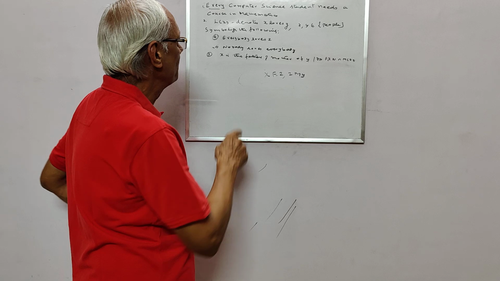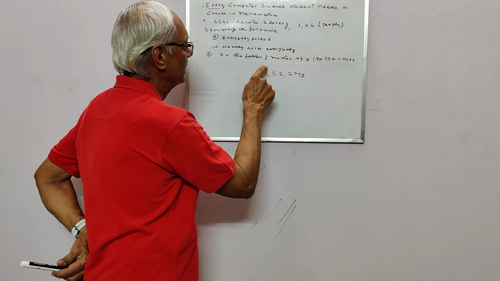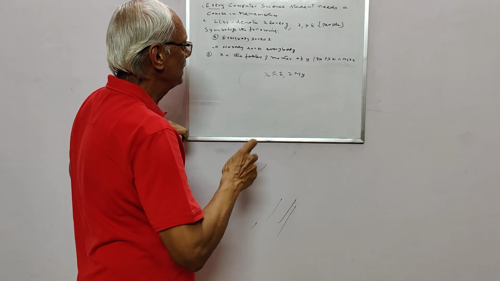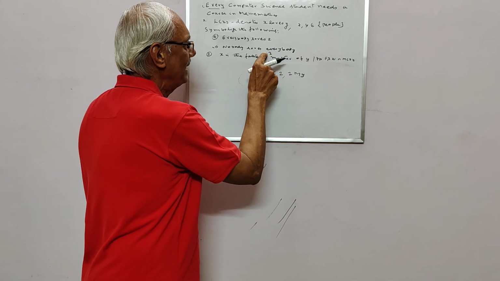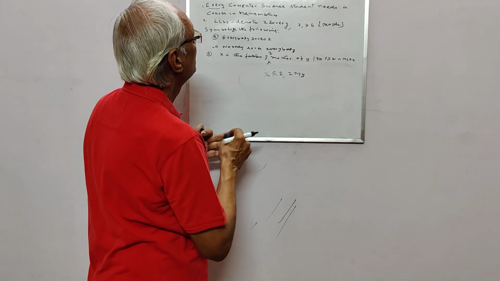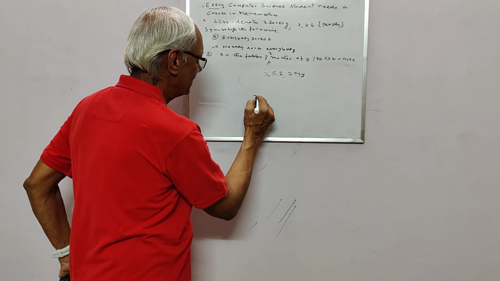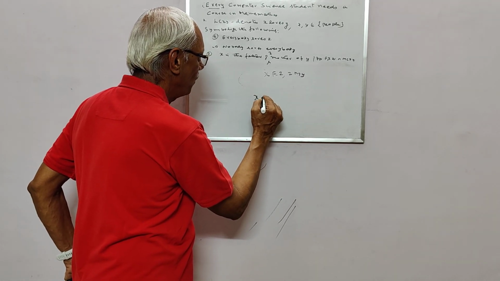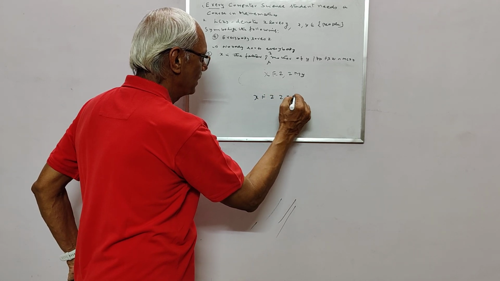Here it is given that x is the father of the mother of y. Something is absent here. So x is the father of z and z is the mother of y. That means, how will you write this? How will you write this? I will put it here: x is the father of z and z is the mother of y.